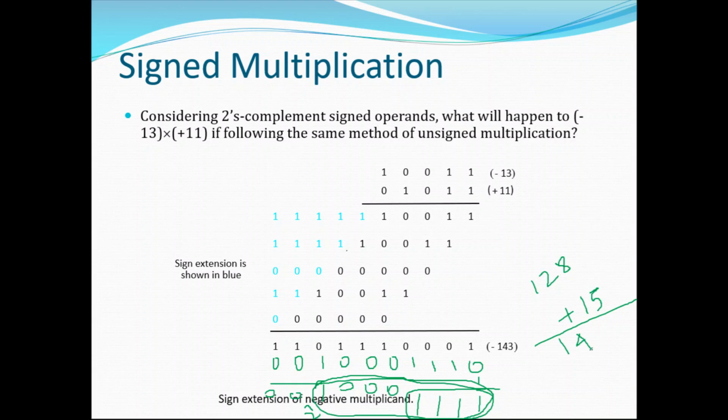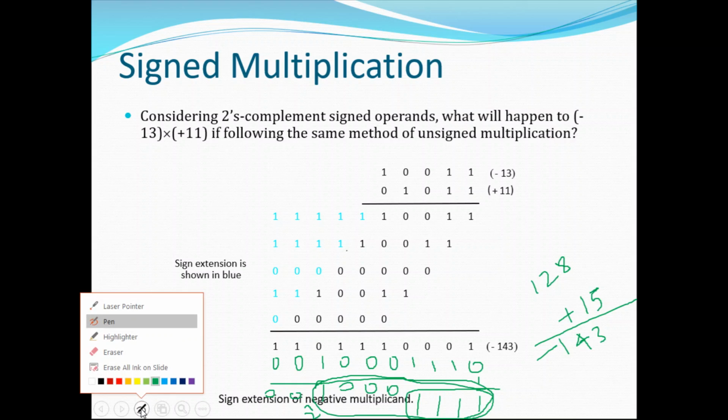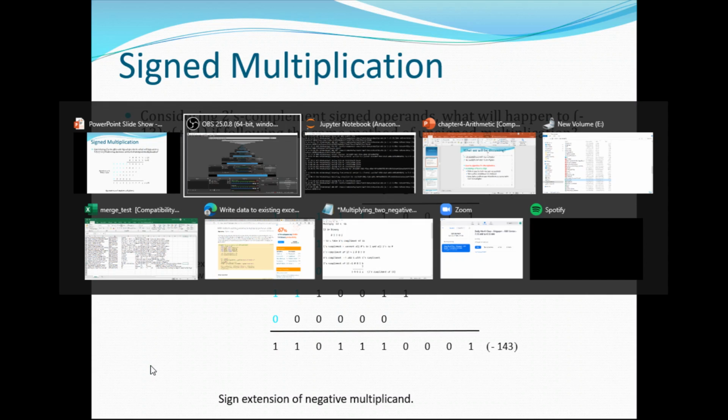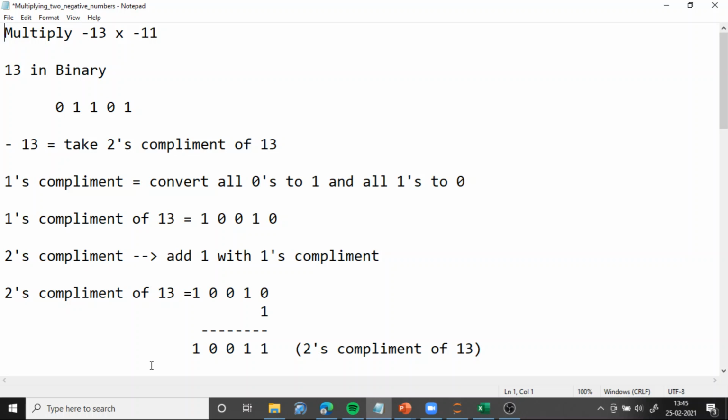But 143 is a negative number because it's a 2's complement representation. So this is how we multiply when the multiplicand is negative and the multiplier is positive. Next we shall see how we will perform the multiplication when both the multiplicand and multiplier are negative numbers. So let us take the same number. Say the multiplicand is minus 13 and the multiplier is minus 11.